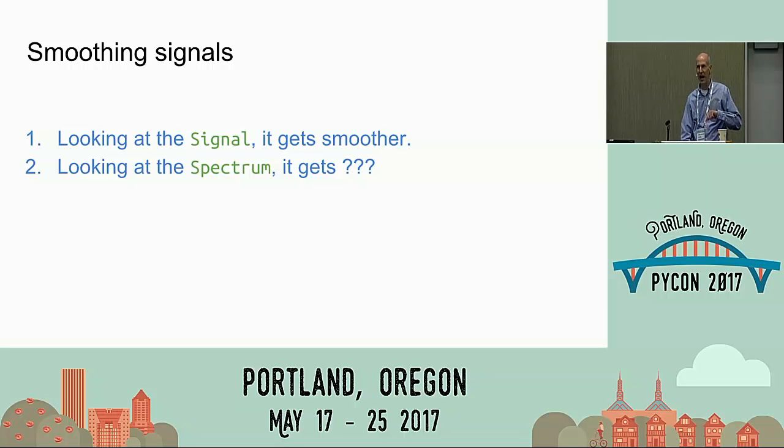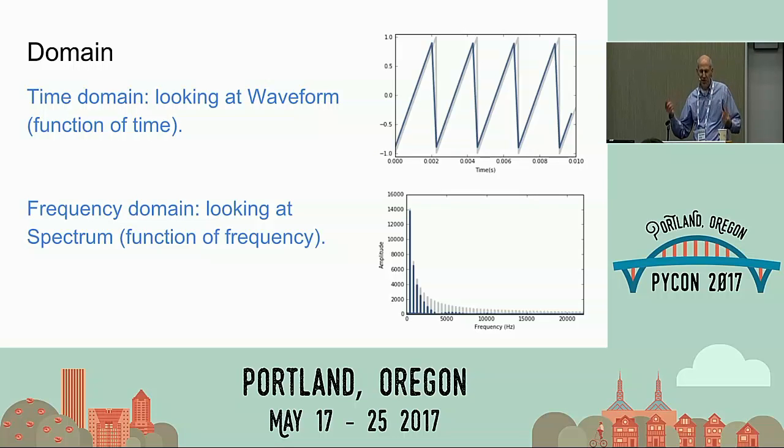When you apply a moving average, the waveform gets smoother. What does that mean for the spectrum? And I want to just introduce some vocabulary here. How many of you have heard of the time domain and the frequency domain? Okay, some people. The idea is we've actually been using these all along. When you look at the waveform, you are looking at a function of time. So the x-axis is time, and so it's called the time domain. When you convert to a spectrum, now you're looking at a function of frequency. The x-axis is frequency, so it's called the frequency domain.